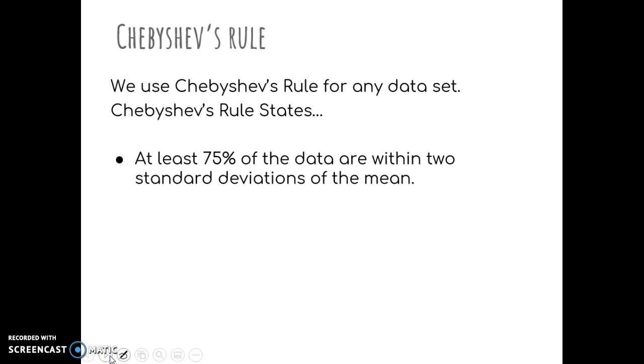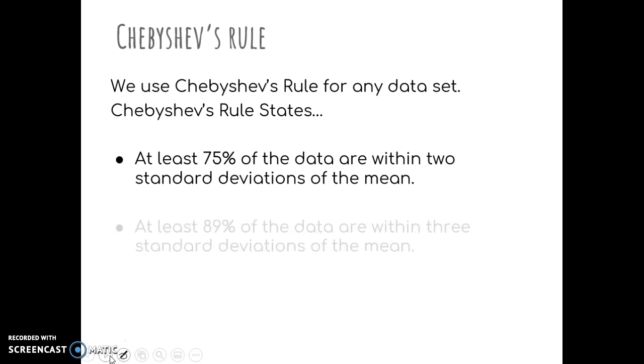It does include that if it were bell-shaped. So hopefully you see what I mean by this one is not as exact as empirical is. So this could be, it's basically giving you a range. It could be 75 or up.